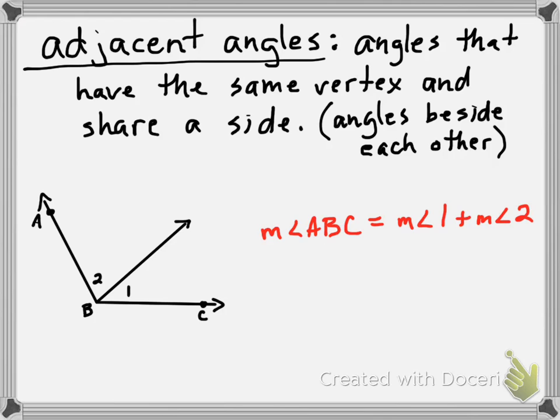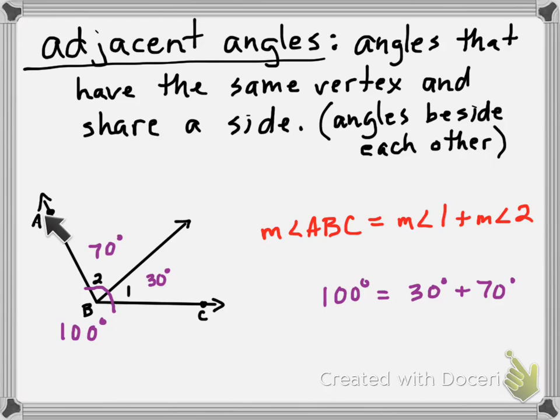Okay, so for example, if angle 1 was 30 degrees and angle 2 was 70 degrees, then if you add them together, you get the measure of angle ABC, which is 100 degrees. Okay, so again, you need to know how to locate adjacent angles, and you need to know that if you add them together, it equals the total angle. Alright, our next angle pair is complementary angles.